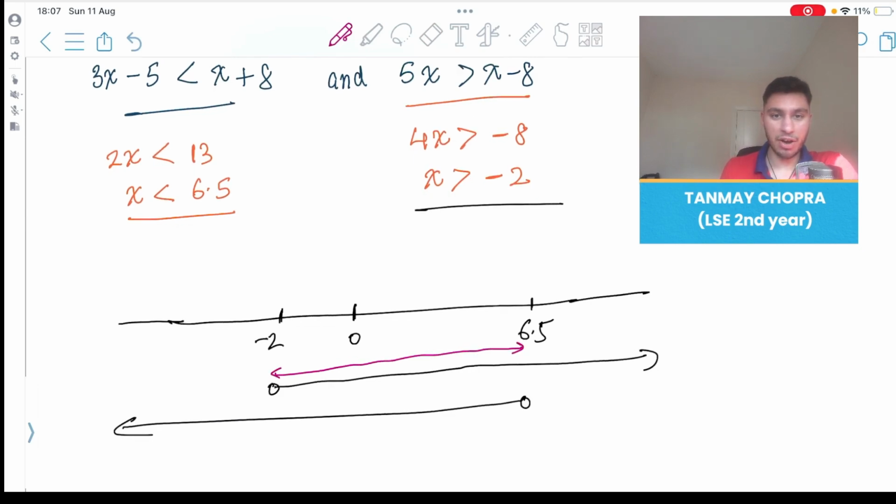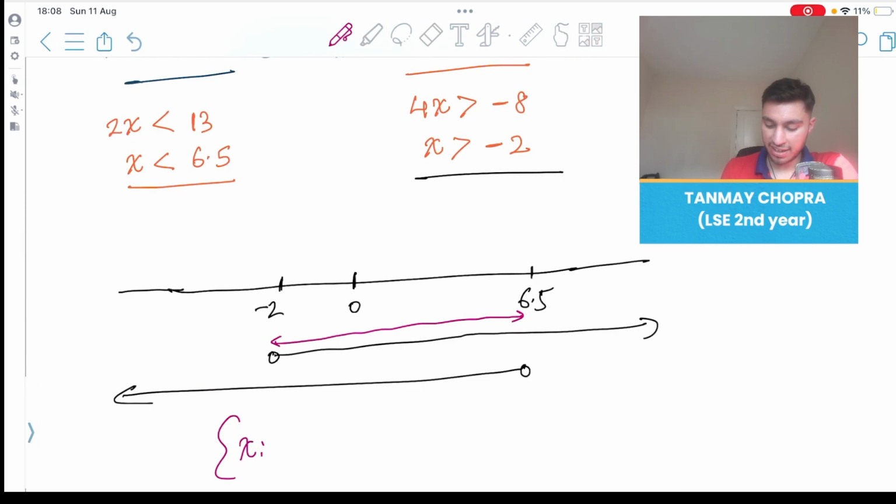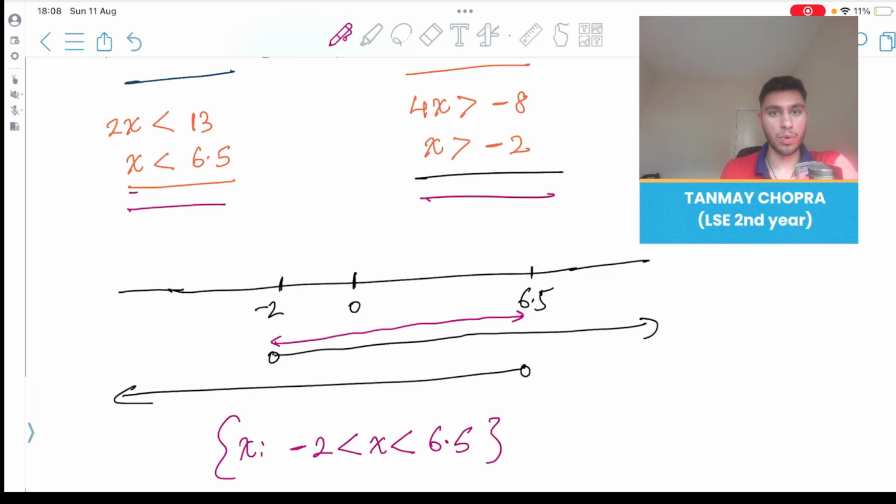So in set notation, how can I write? I can say x such that -2 is smaller than x and is smaller than 6.5. It's the exact same way to represent these two inequalities. Hopefully you understand. Sometimes a diagram helps in this case.